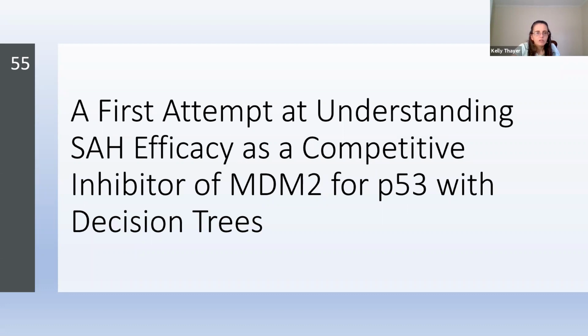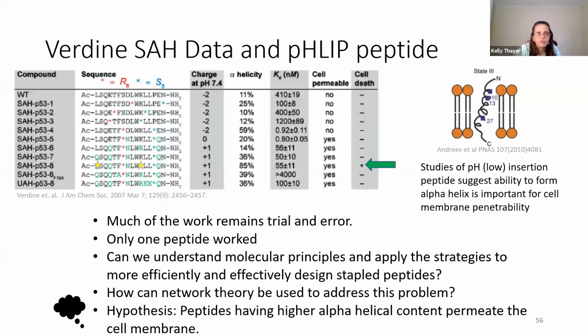A first attempt at understanding stapled alpha helix efficacy as a competitive inhibitor with MDM2 for P53, we might try to do this with decision trees. So here is some experimentally available data about the sequence of a variety of different peptides. These peptides have some variation in terms of their sequence.